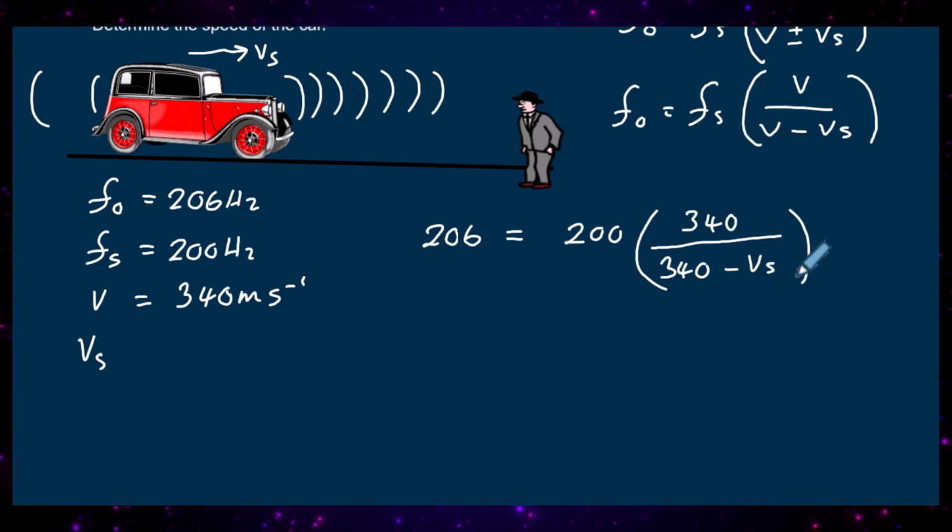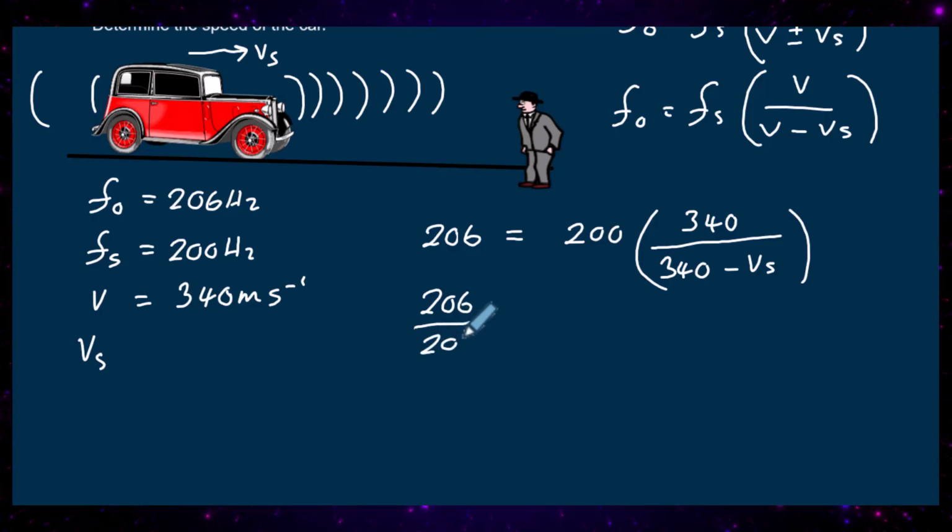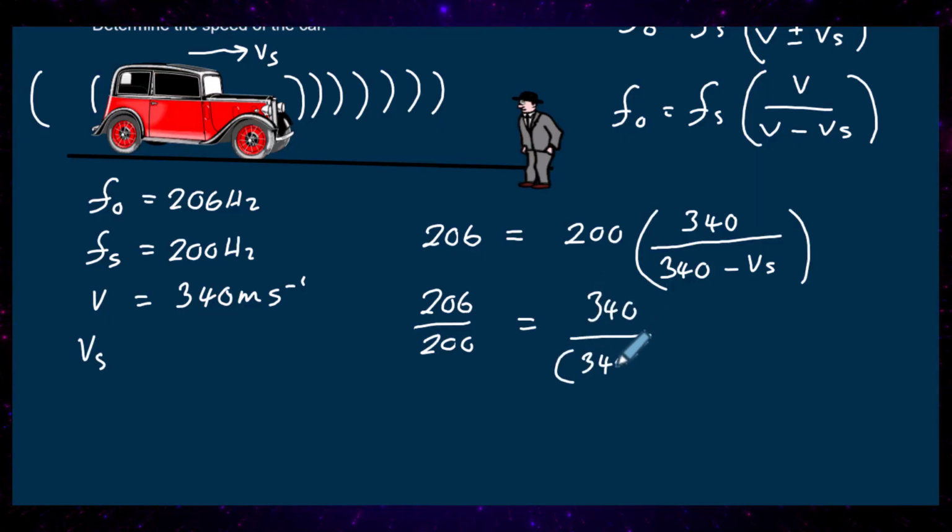Now it still looks pretty horrendous, so what we do is we take our time and go through our algebra. If we multiply this big bracket here by 200, the undoing of that is to divide both sides by 200. So 206 divided by 200, and that's the first move. Now because we've done that, this bracket here is on its own, so we can say it's going to be 340 divided by, and keep the bracket down the bottom, 340 minus Vs. So that's just got that particular equation.